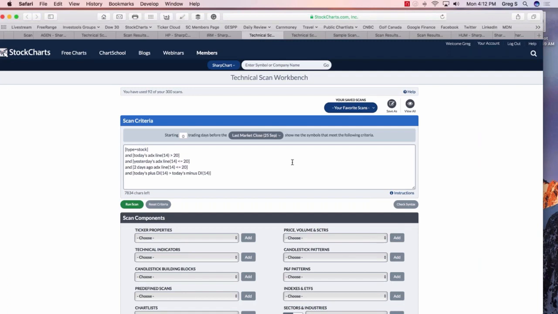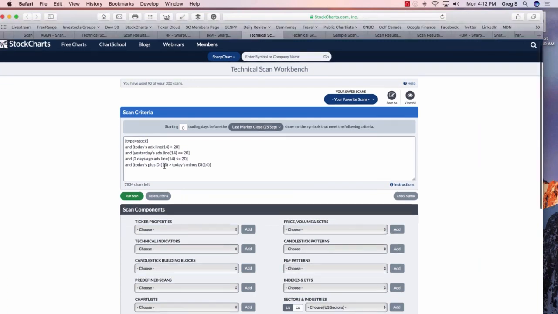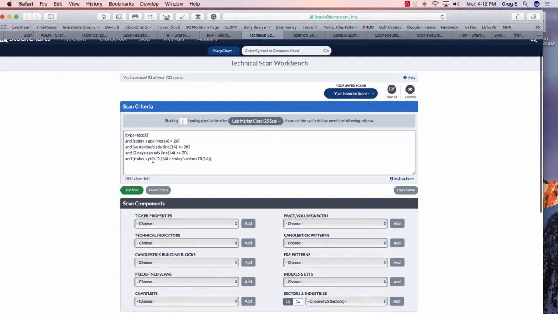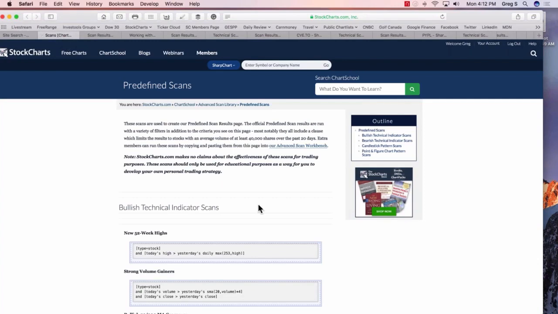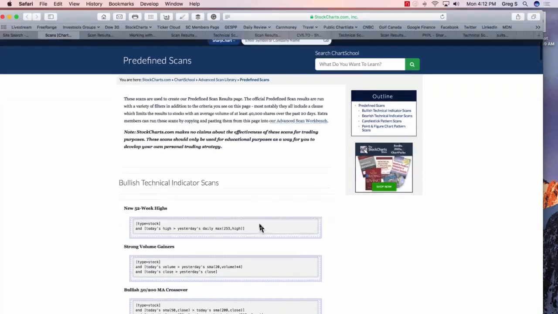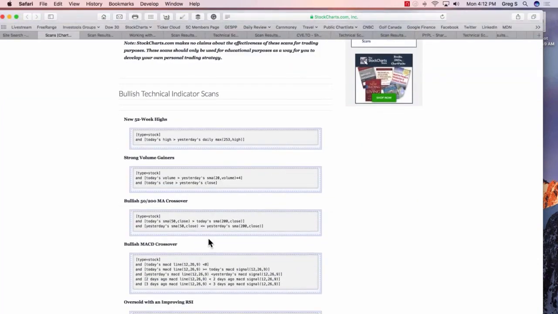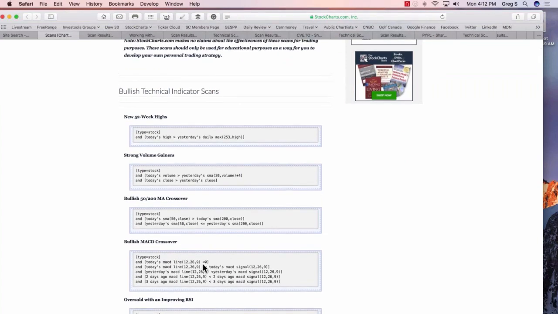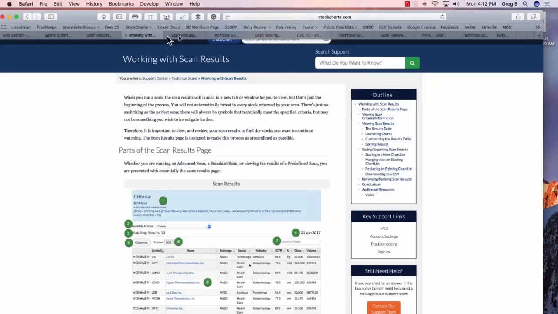Let's go look at some other ones. So this particular scan here, I found just going through these scan pages over on the side here. What you see is there's a bunch of predefined scans. So this will just allow you to go and literally cut and paste it, but I've shown you how to find those right on the scan engine. But there's also some other ones.